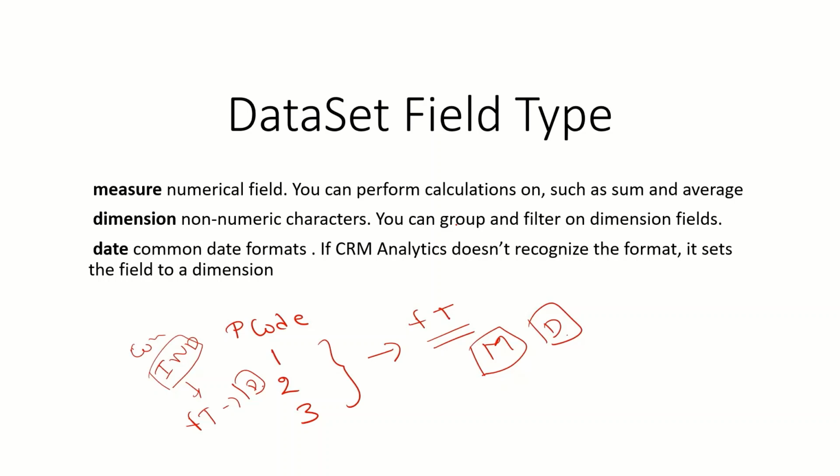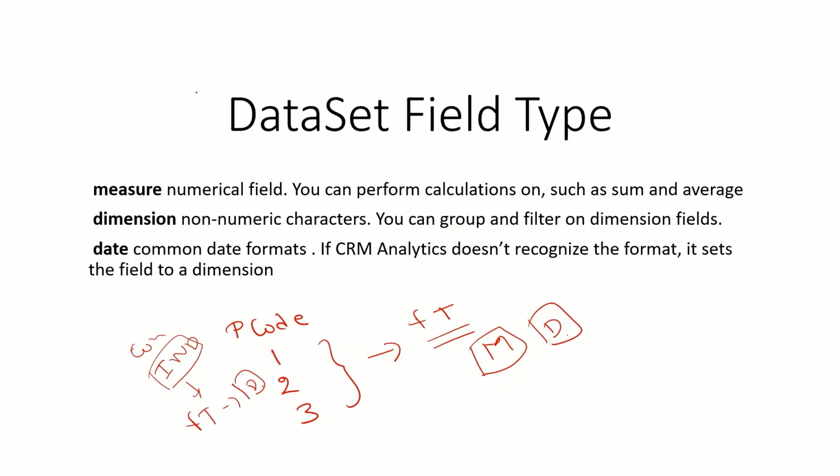Then we have the date field type. For date, the system automatically picks it up as soon as it sees any of the common date formats supported by Salesforce. If CRM Analytics doesn't recognize the format, it sets the field to a dimension. It means it's a string, and then we will be missing some of the coolest features in CRM Analytics, like sorting or filtering on the basis of a date. That type of filtration according to date will not happen because the field type is dimension.